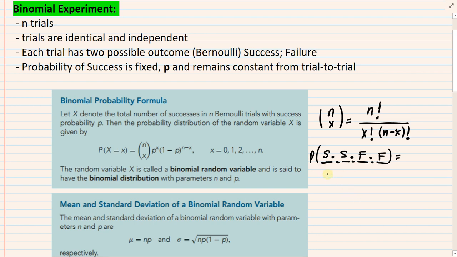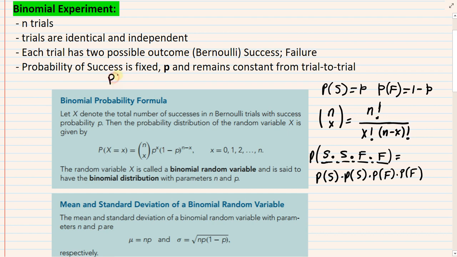I can write the probability of that sequence as probability of S times probability of S times probability of F times probability of F. If you let the probability of success be p, that means the probability of failure is 1 minus p, because remember, these are Bernoulli trials. So the probability of success, up here, we defined to be little p, and the probability of failure would be 1 minus that. So the sequence has probability p times p times 1 minus p times 1 minus p. That particular sequence has probability p squared times (1 minus p) squared of happening.